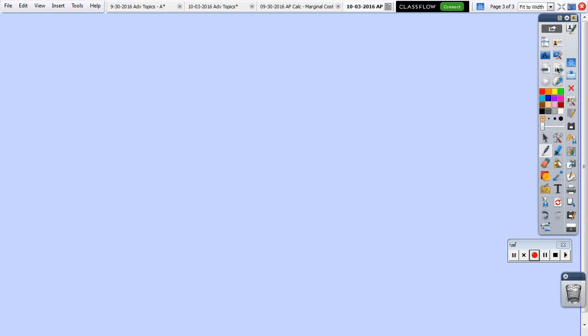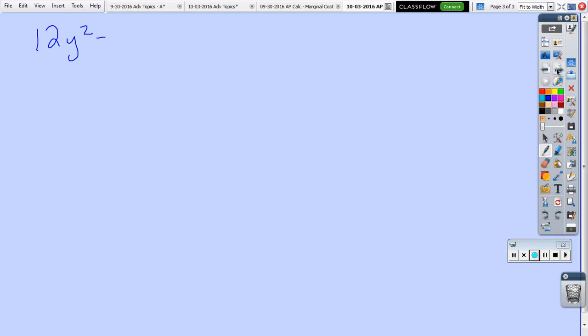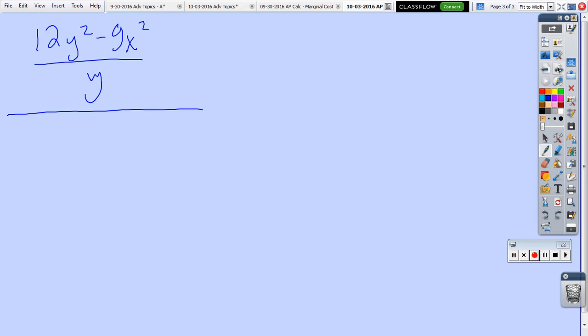We have 12y squared minus 9x squared over y, all over 16y squared.